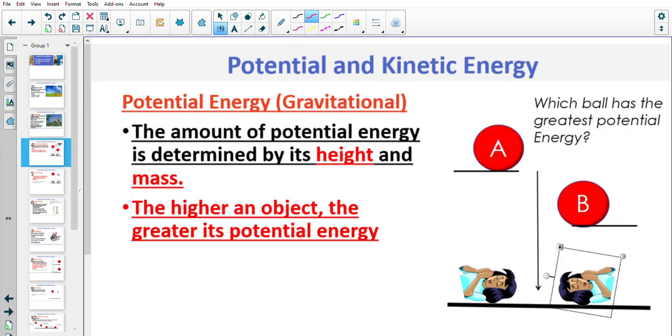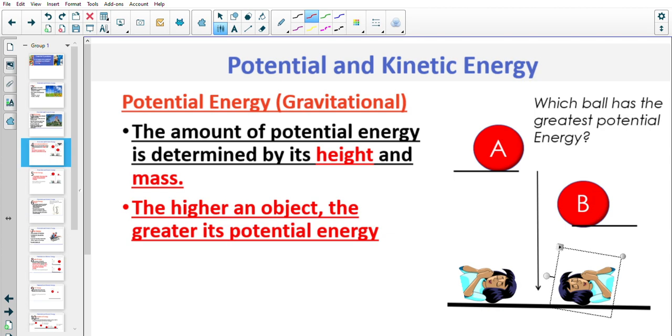Remember, when we talk about potential energy, and in this case we're talking about gravitational energy, the amount of potential energy is determined by its height and its mass. The higher the object, the greater its potential energy.